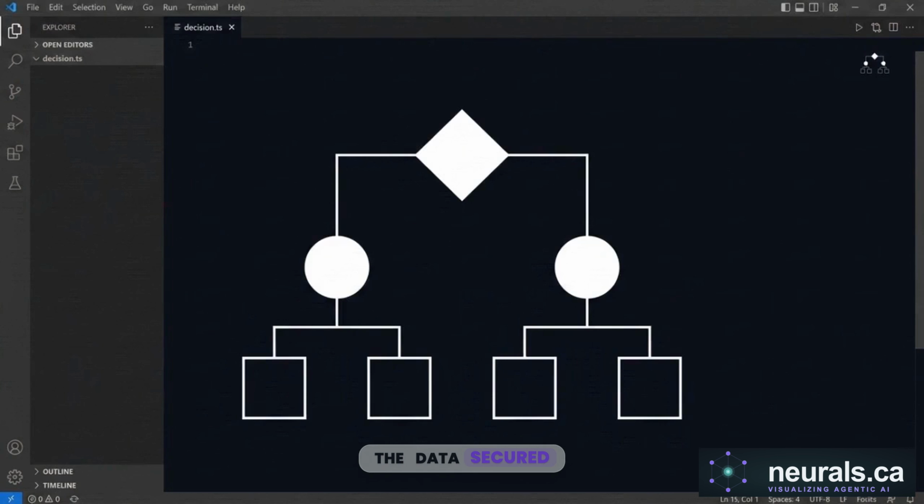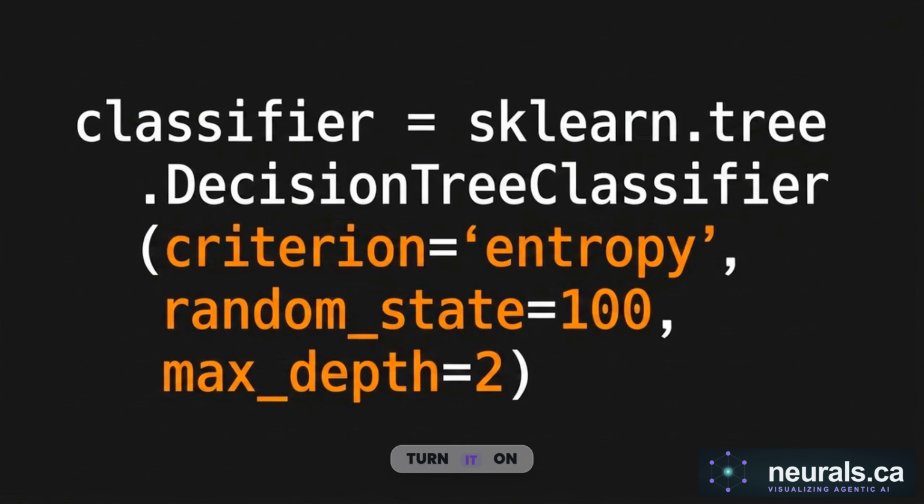With the data secured, we summon the algorithm into existence by instantiating the decision classifier. But we don't just turn it on, we have to constrain it with specific parameters.